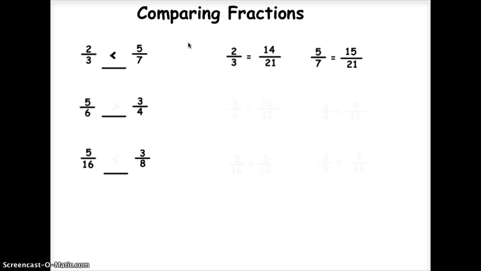5/6 and 3/4. Again, I'm going to write them so I have a common denominator for both fractions. The denominators 6 and 4 have a common multiple of 12, so I'm going to write them as something over 12. Now 2 times 6 is equal to 12, so I'll take 5 times 2 to get 10 for this one. On the other one, 4 times 3 is equal to 12, so I'll take 3 times 3 and get 9 for my other numerator.